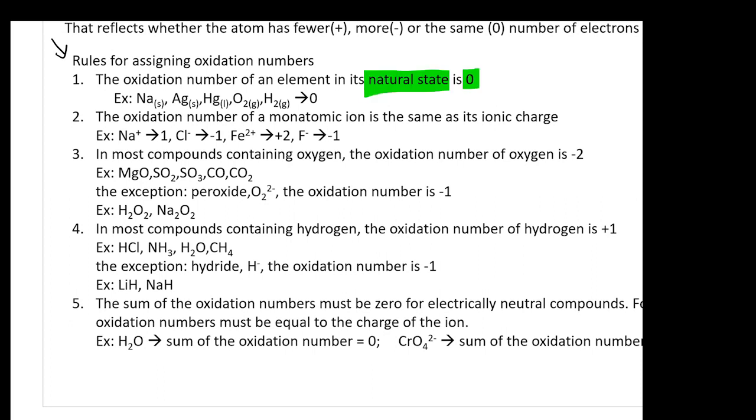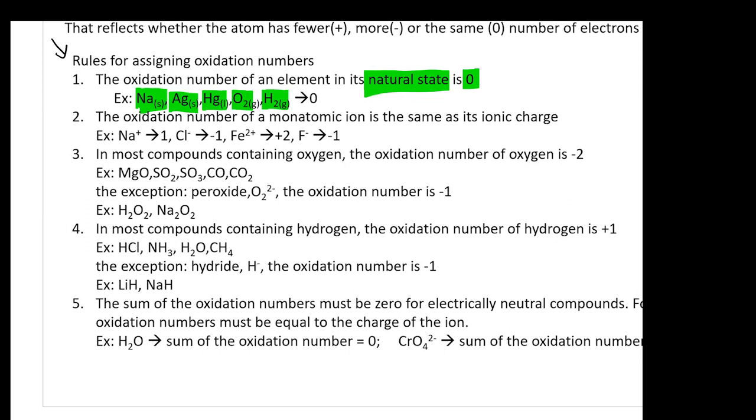For example, sodium existing in the solid form. You can see you don't see any charges go with it. Sodium naturally exists in the solid form. So in this case, the oxidation number of your sodium will be 0. The same thing applies to your silver, mercury, oxygen, and hydrogen. They are all existing in their natural form. Therefore, the oxidation number of those atoms is 0.